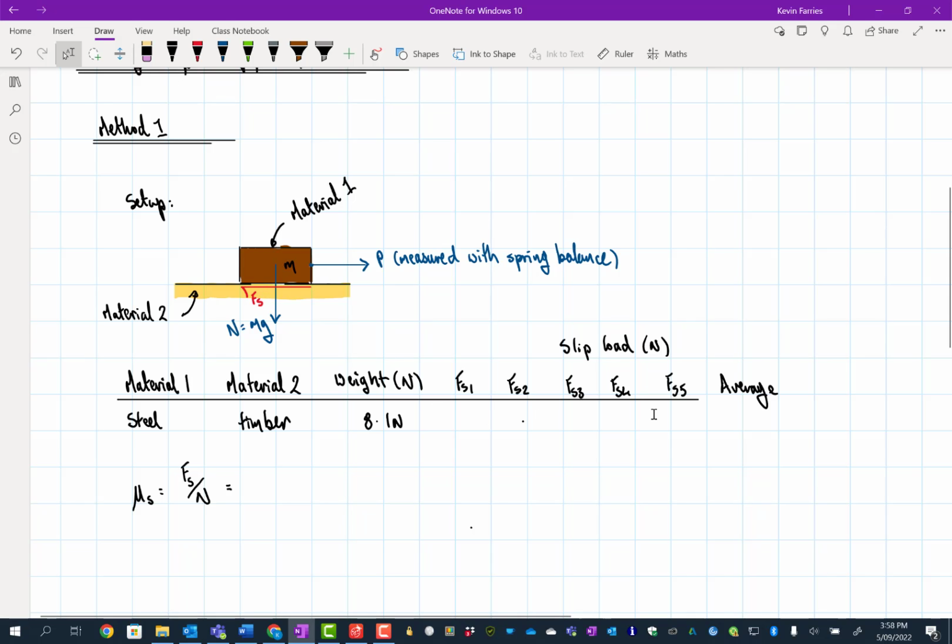We'll measure it a few times, and we know for this situation that the normal force is just equal to the mass times gravity, which in our case is 8.1 newtons. We're using a steel weight, and we're putting it on timber, so there's timber underneath. We'll do that first and take the measurements. We'll measure it 5 times, so we can get a sensible average. So let me do that.